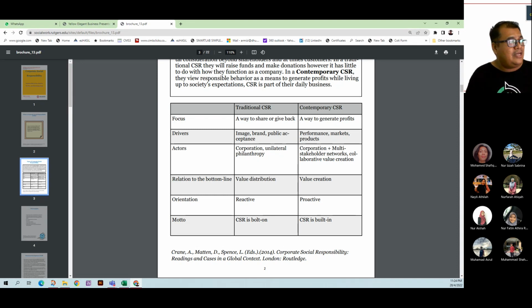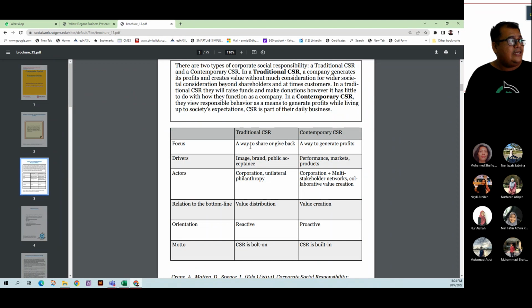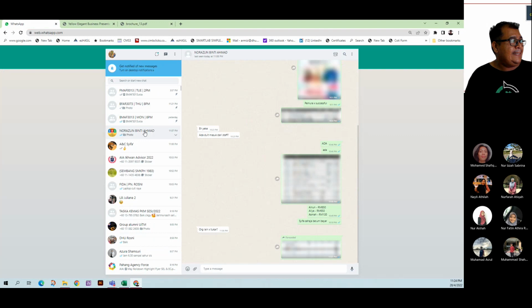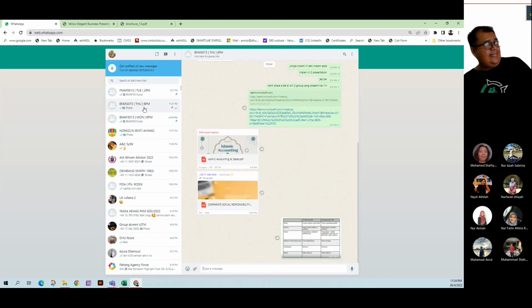Okey, saya dah jumpa dah apa yang you maksudkan tadi. Mungkin yang ni lah kot. Contemporary CSR lah kiranya. Kalau dia dah ada macam niat untuk mendapatkan profit tu sedikit. Ada return lah.